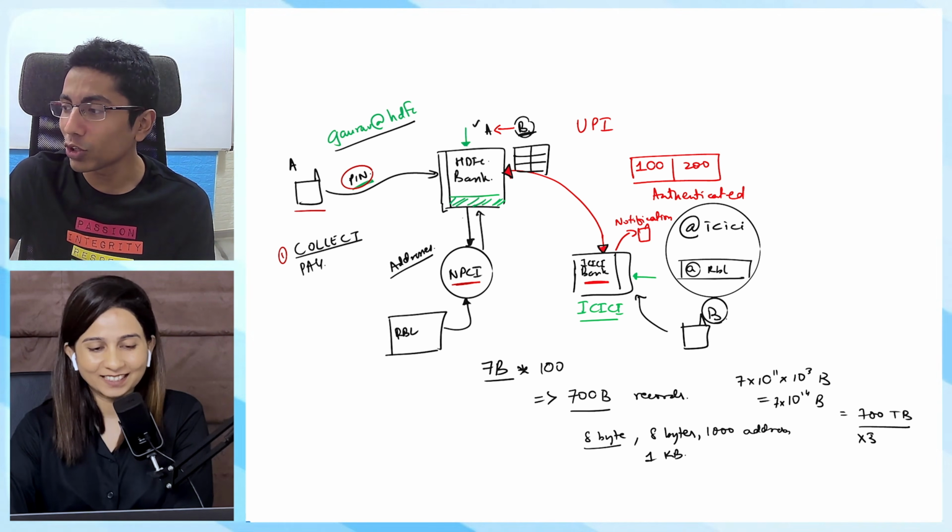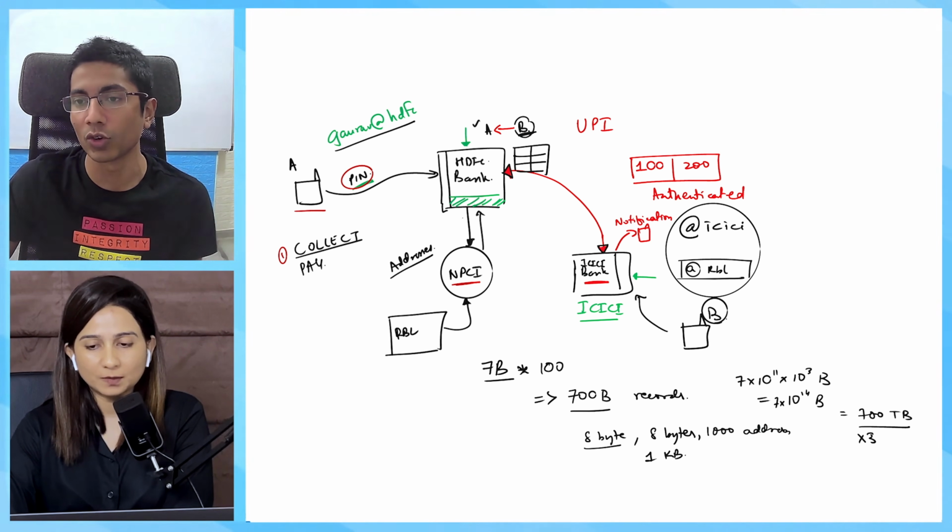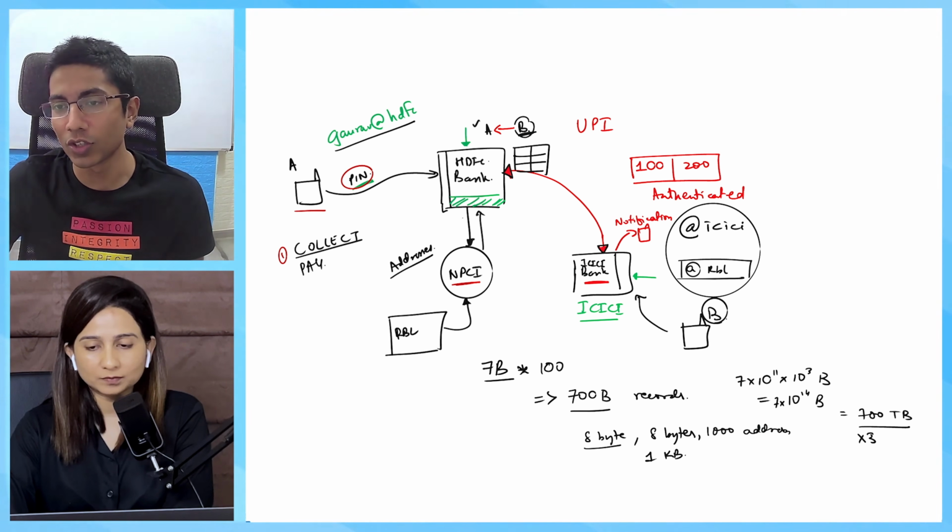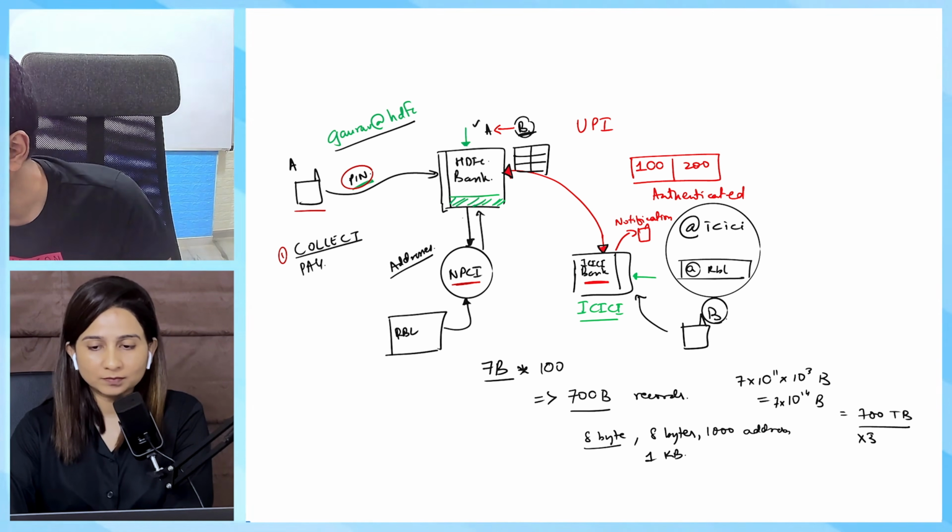Having said that, it's also not that for 700 TB you need a single store. You have a distributed store, and you need some sort of redundancy also.